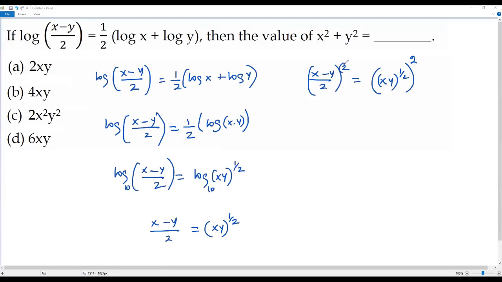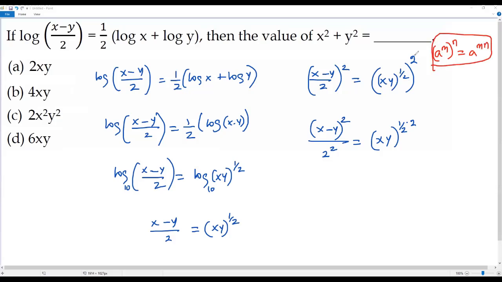Here we have a common exponent for a fraction. Whenever we have a common exponent for a fraction, the exponent can be taken for the numerator and denominator separately. Then I'll be getting (x − y)² over 2². And here (xy) to the power of 1/2 times 2. Whenever we have two exponents like this, we can multiply them. This is the power of a power rule in exponents, that is (aᵐ)ⁿ equals a to the power m times n. So we multiply 1/2 times 2, this 2 will cancel out, and the exponent of xy becomes just 1.